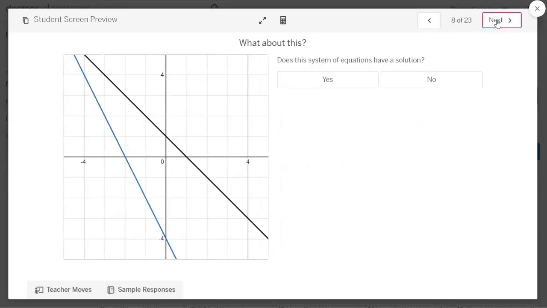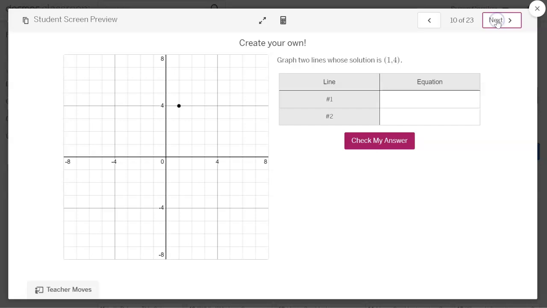I'm going to go ahead and let you run through these. This one is kind of like a tricky one. Of course it has a solution, but it's not showing. And why is that? So the kids could talk about that and talk about that one.